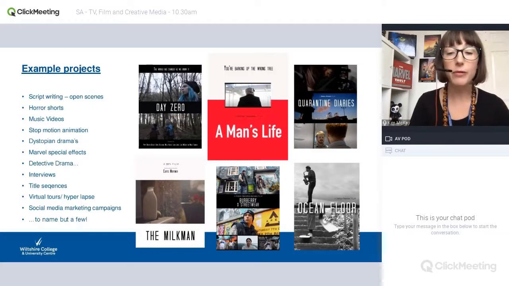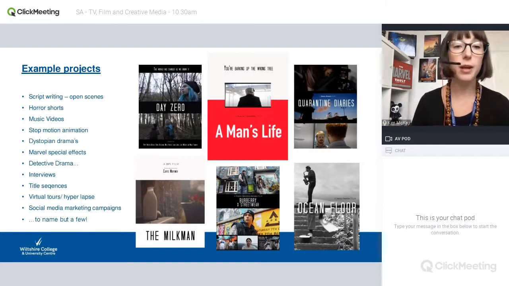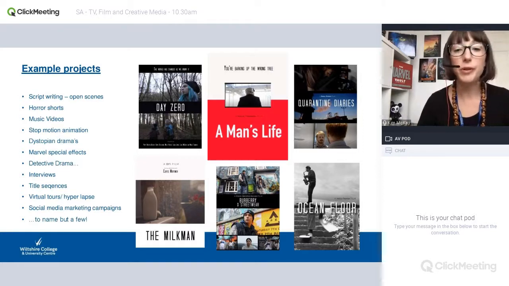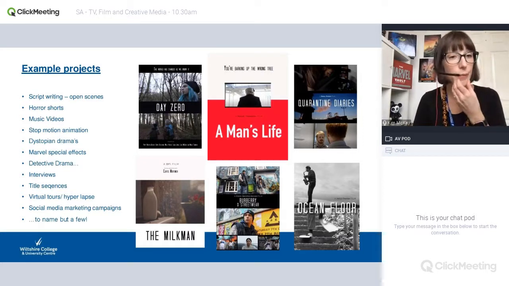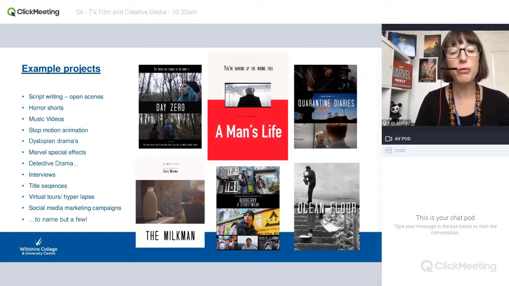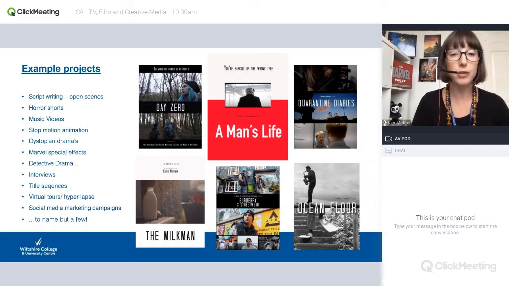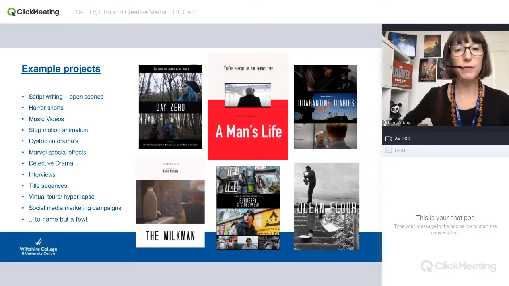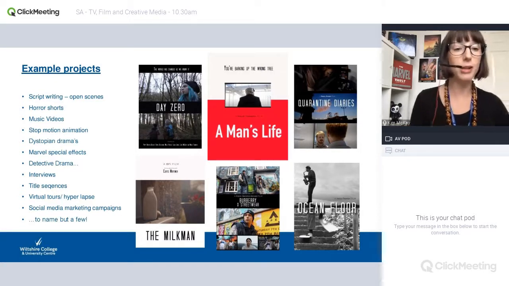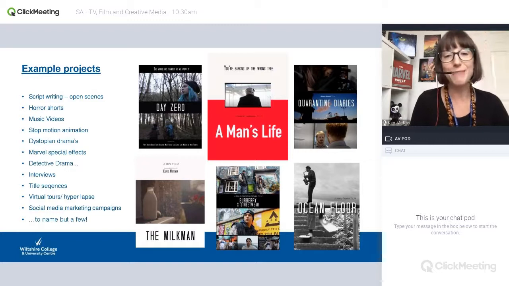Here's an example of some of my students' work over the last few years. These are the film posters that we put together to showcase the students' work from the end of the year. Example projects through the year and at the end of the year can be anything from script writing opening scenes to horror shorts, music videos, stop motion animation, dystopian dramas, looking into special effects, detective dramas, interviews, title sequences, virtual tours and hyperlapses. And again, social media marketing campaigns, and these are just to name but a few.